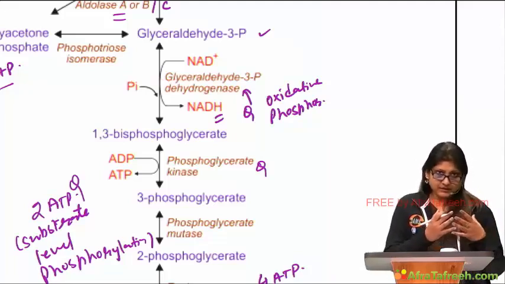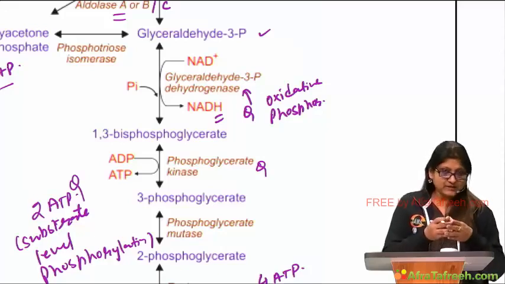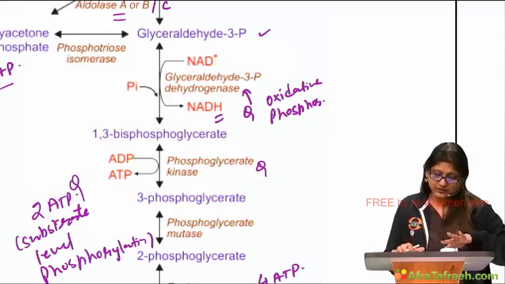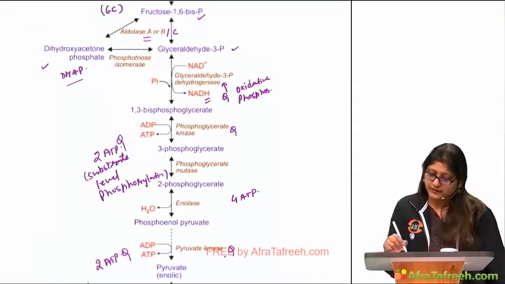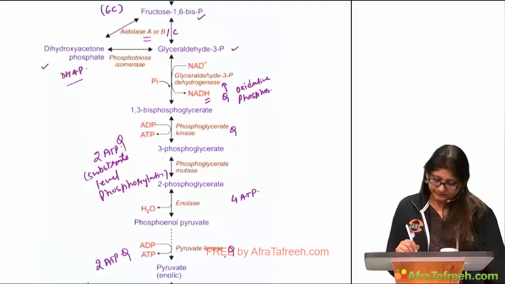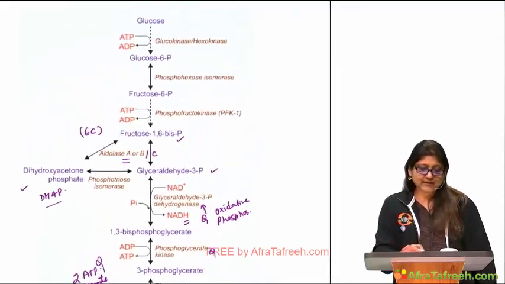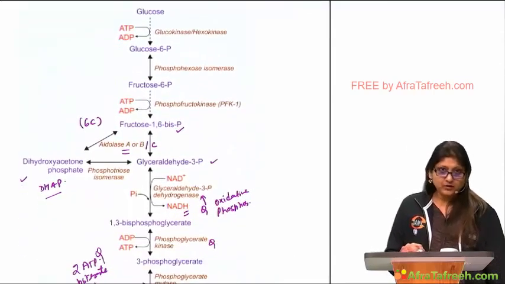My attempt is to give you the important aspects of these pathways, right? So that is why I am telling you to mark it. So I am writing it for you. You also write and mark it. Right. So this is about the pathway of glycolysis.